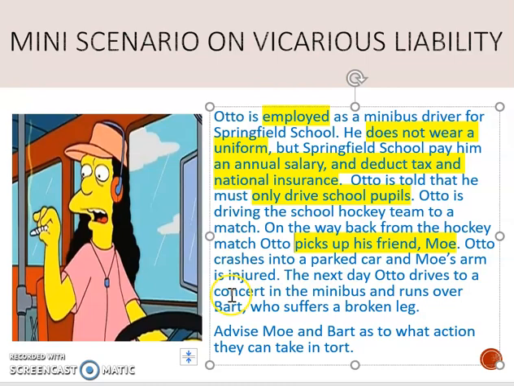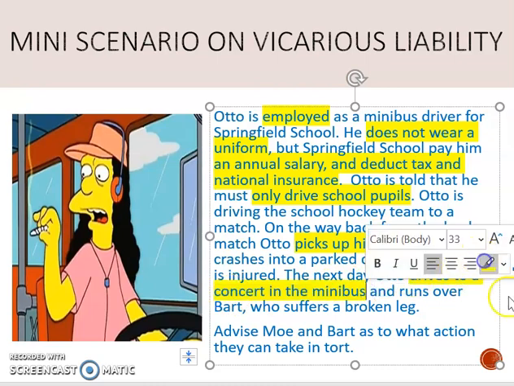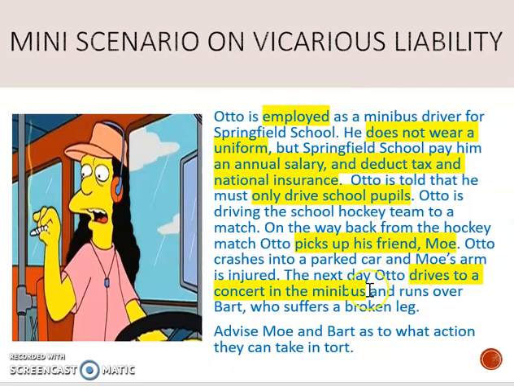The next day he drives to a concert in the minibus. Now, we're a bit vague here in the scenario, but it seems like this concert is just a concert he wants to go to in his own time. It doesn't seem to be to do with the school. So he's driving to a concert and then he injures Bart. So this is looking like this is a frolic when he injures Bart, and in which case Springfield School wouldn't be responsible for that. On the face of it then, it looks like he is an employee.